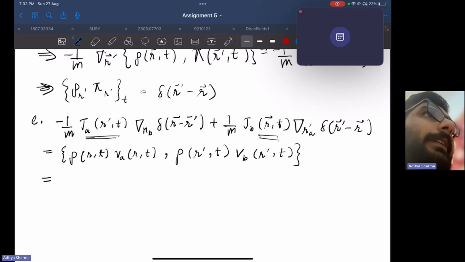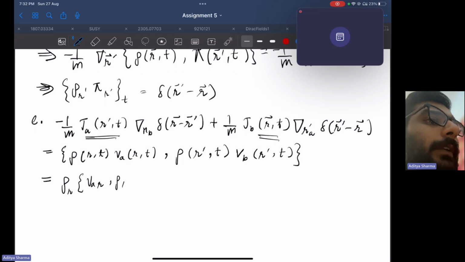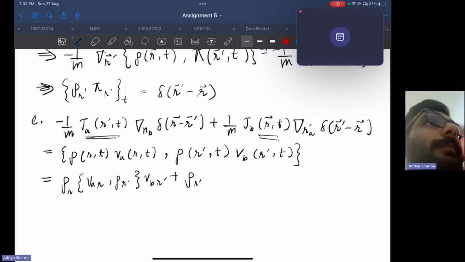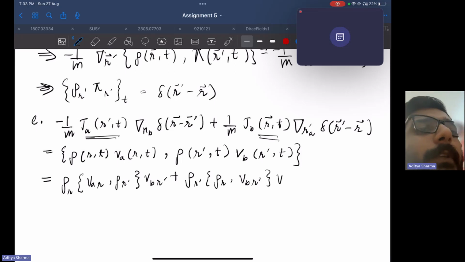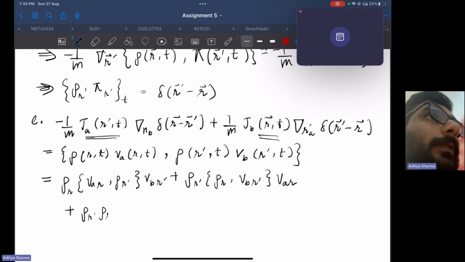If we take this thing using the formula rho R, I'm going to drop T now and we'll write subscript R. V A R, rho R, V B R plus rho R prime rho R V B R prime V A R, 1 2 plus rho R prime rho R V A R V B R prime.